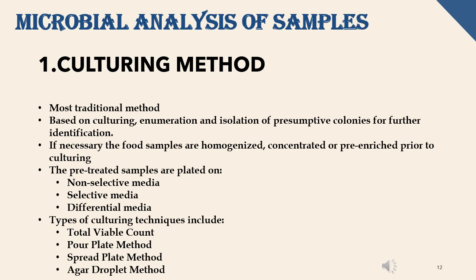If necessary, the food sample that is collected is homogenized, concentrated, or pre-enriched prior to the culturing. After this, these pre-treated samples are plated on either a non-selective media, a selective media, or a differential media. There are various types of culturing techniques available, some of which are total viable count, pour plate method, spread plate method, agar droplet method, etc.